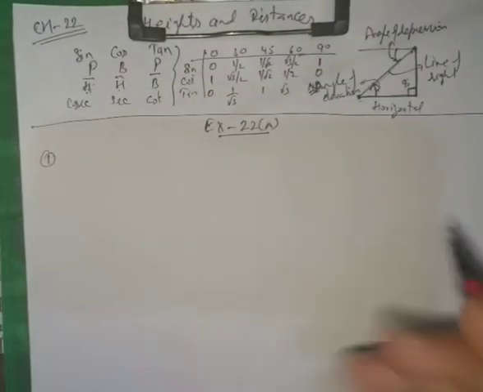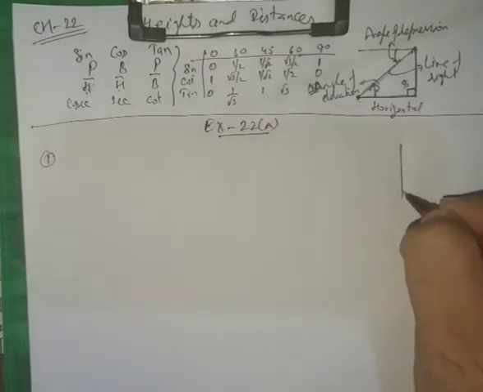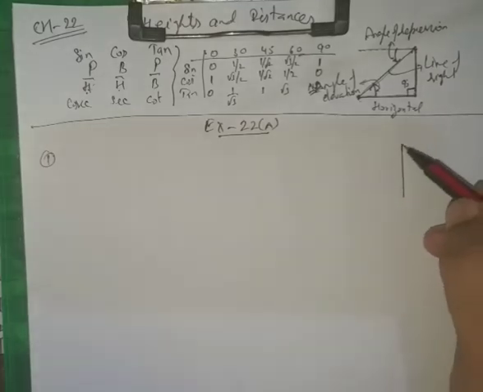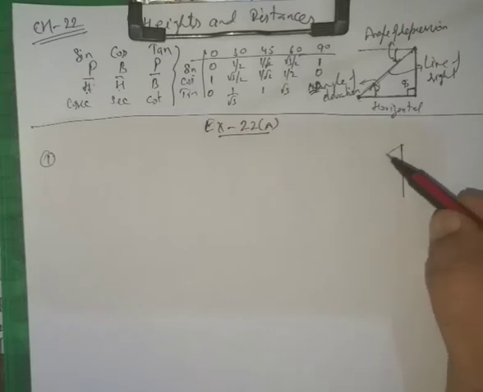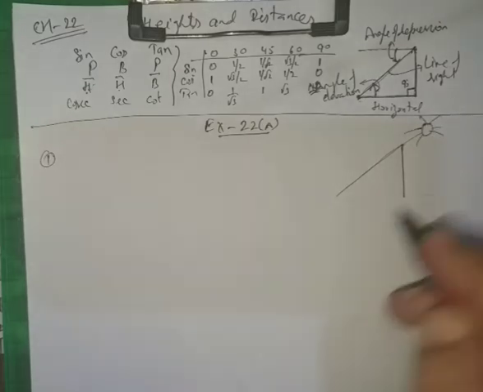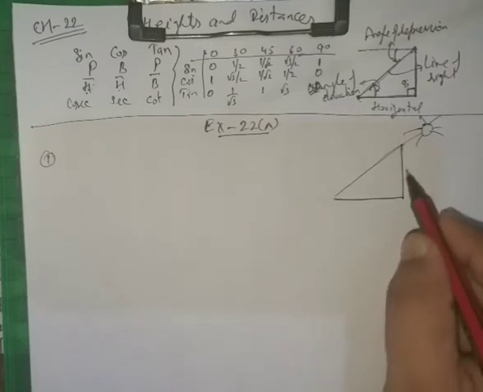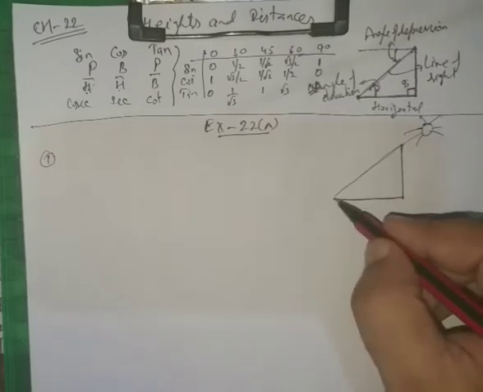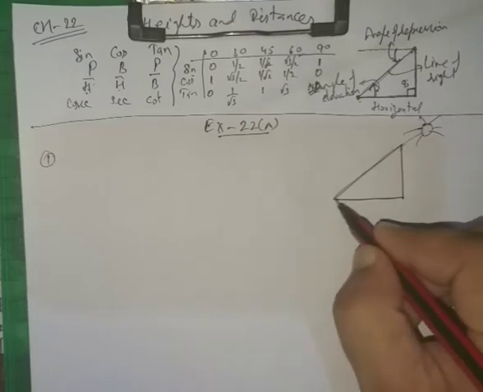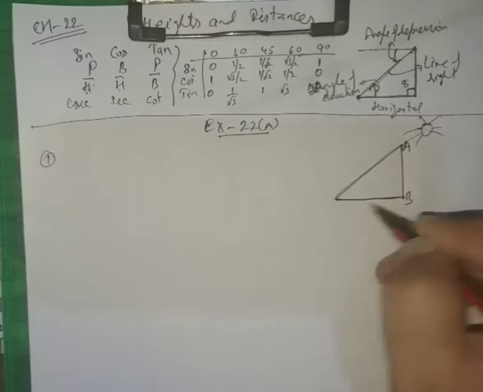So let us say that this is the tower or this is a tree, and if the sun is along this side, let us say the sun is here, then this will be its shadow, means this is the shadow of the tree. So then if I complete a right angle triangle, I will get a diagram like this. So let us name it. I am saying this is A, this is B, and this is C.